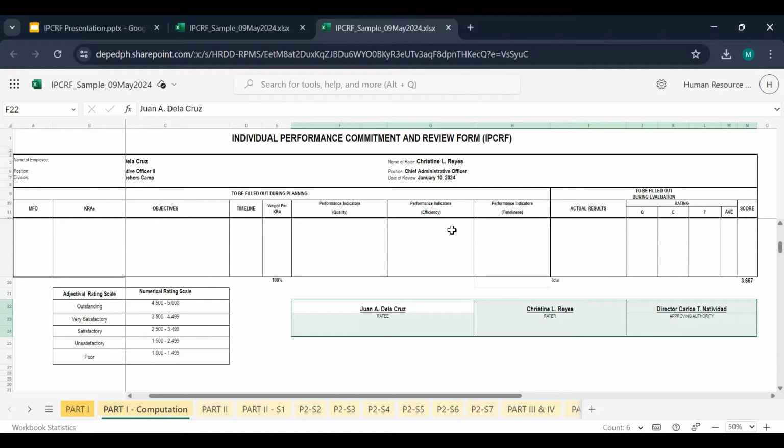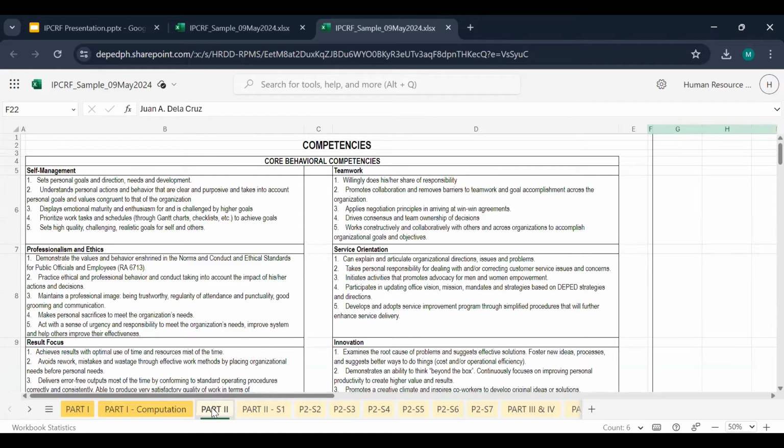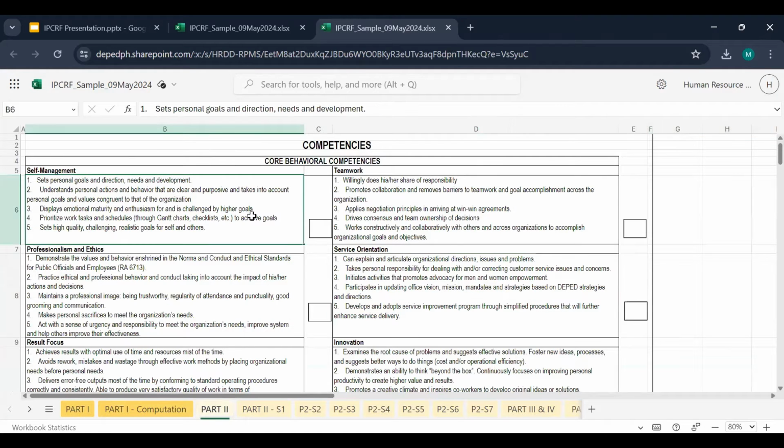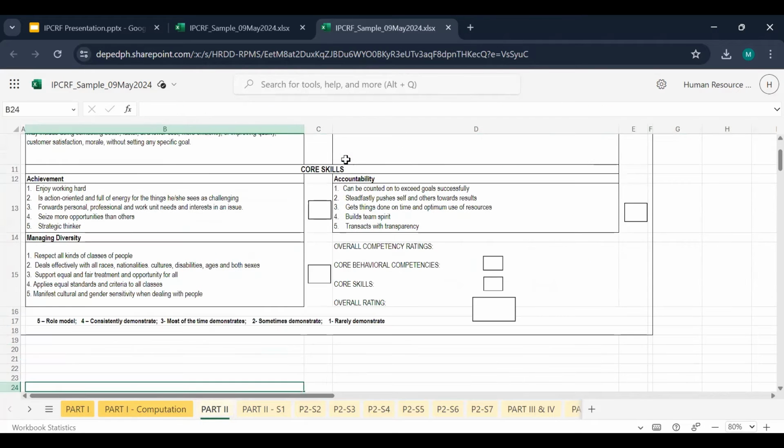So we are now done with part 1. We will be proceeding to part 2. Part 2 is the individual composite competencies. This shall be filled only during phase 3 of the RPMS cycle. This is comprised of the core behavioral competencies and core skills.